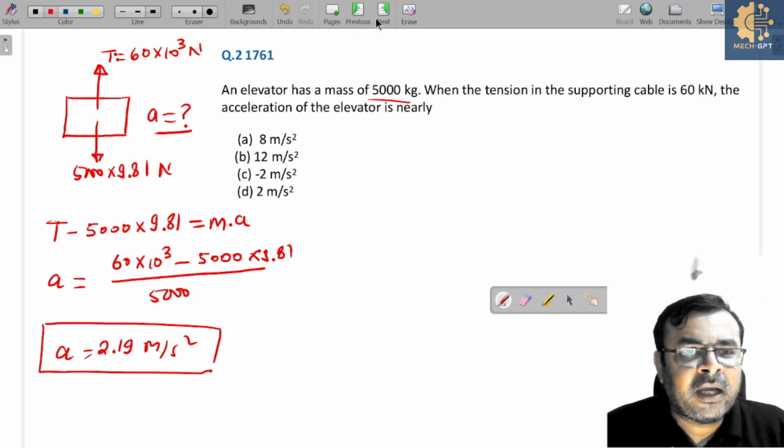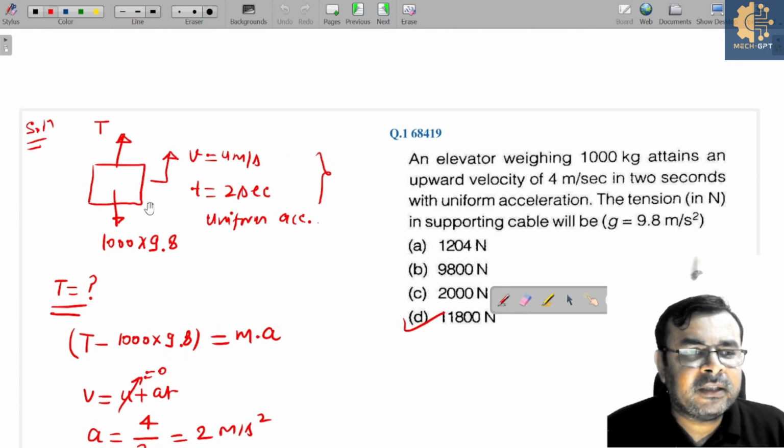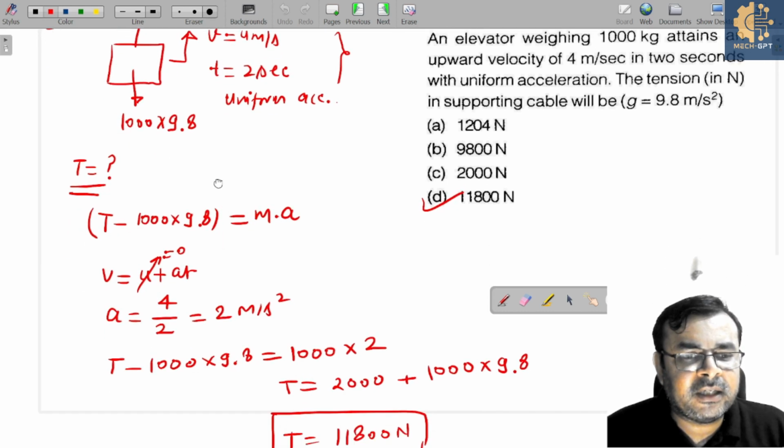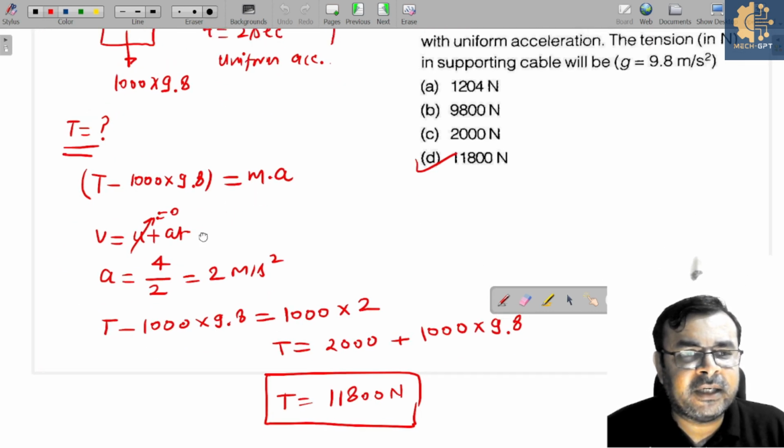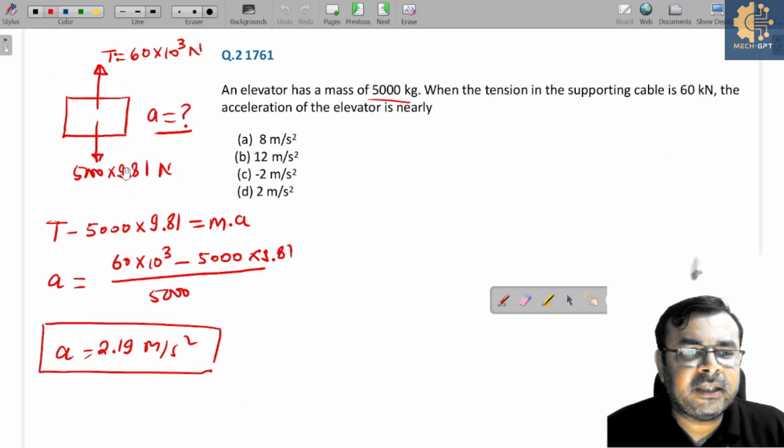Yes or no? And you can see in the previous question, similarly, the net weight is acting, that is 9800, and tension will be 11800. So in this case, the acceleration is acting in the upward direction, yes or no? So simply here we also get an acceleration in the upward direction. Is it clear? So the acceleration will be positive. Correct? Okay, so next.